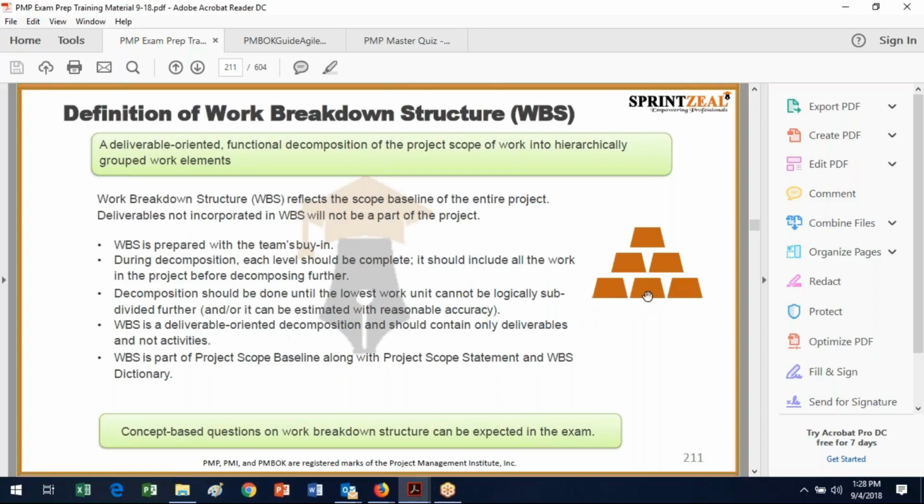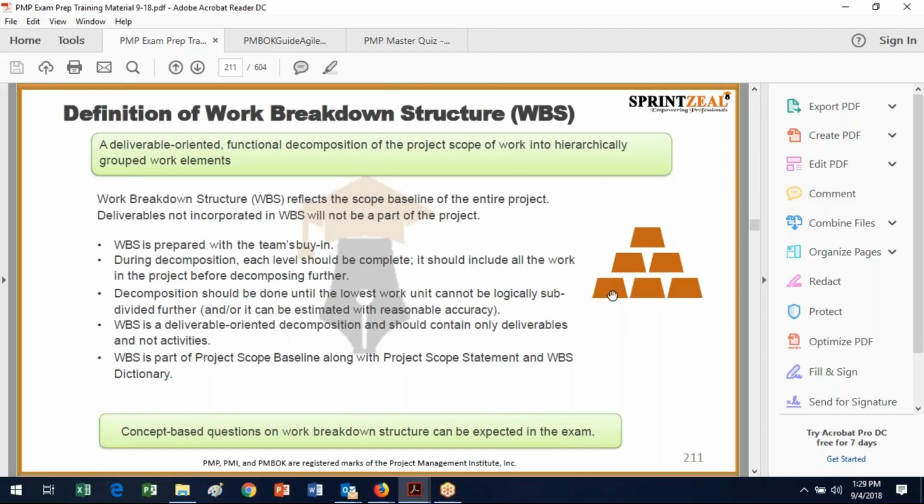So you prepare the work breakdown structure with the team buy-in, and during the level of decomposition, you should decompose that level entirely, unless you're going to progressively elaborate something. And again, we've got to have a pretty good idea of what's in that progressive elaboration so that we don't have overlap and conflict with other things as we decompose them. And again, decomposition should be done until the lowest work unit cannot logically be subdivided further or estimated with reasonable accuracy. So you want to make sure that you decompose far enough but not too far.